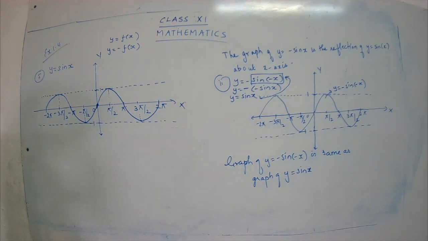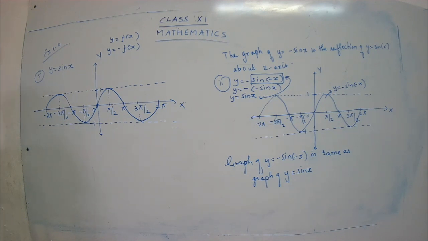Let's see the third subpart. They're saying to find y is equal to sine of pi by 2 plus x, which is cos x. So they have given you the answer also. They're saying that if you plot a graph for sine of pi by 2 plus x, you will get a graph for cos of x.